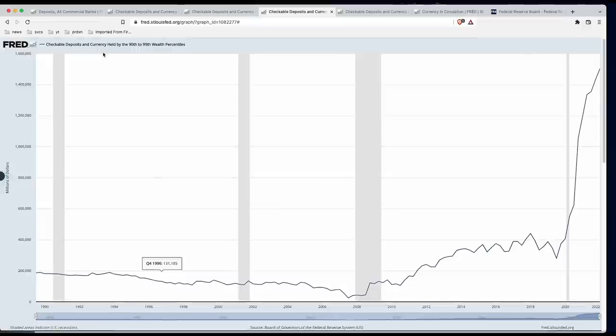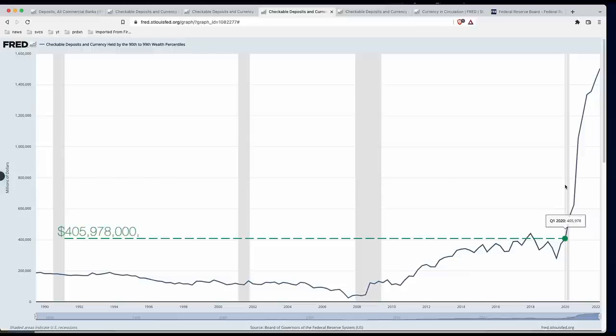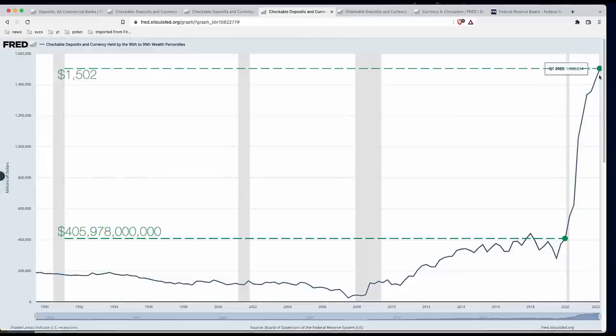Continuing on to the 90th to 99th percentile. This is not the top 10%. It's the bottom 9% of the top 10%. Their checkable deposits went from $406 billion up to $1,502.8 billion, a gain of $1,096.8 billion. That's over a $1 trillion gain there.